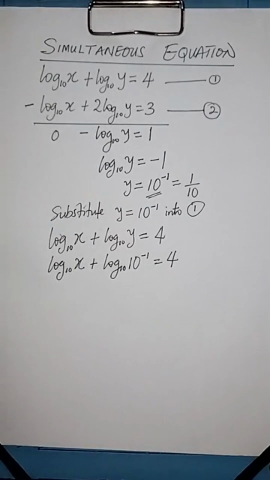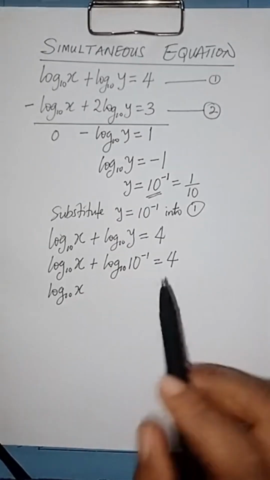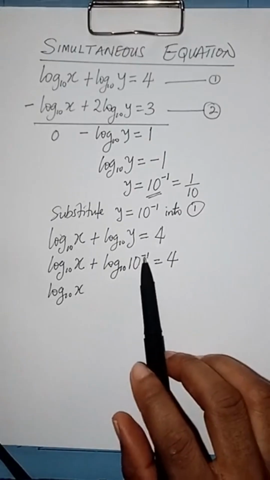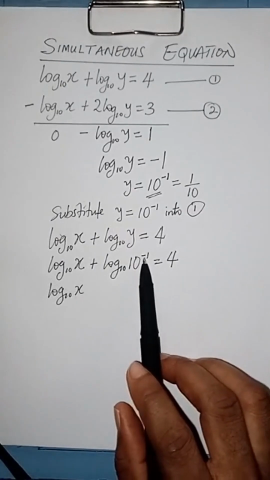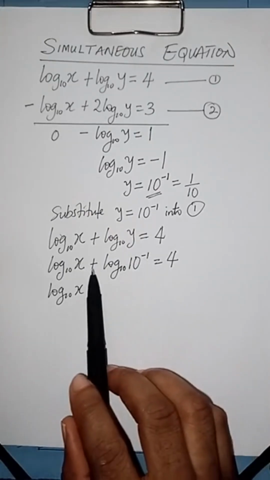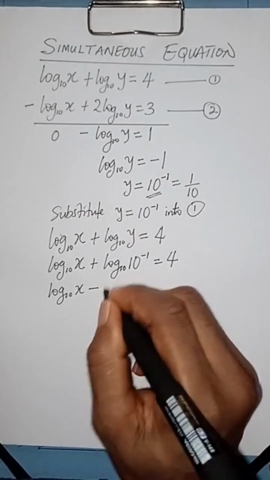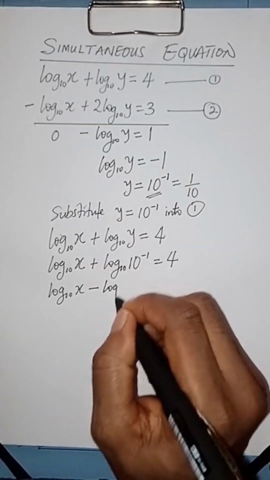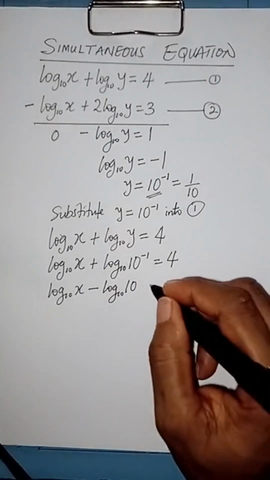What's the next step? Now recall, this is log x to the base 10. Recall in logarithm, the power can be taken to the side. And because the power is minus 1, if I take it to the side, minus 1 times this, it will become minus log 10 in base 10 equal to 4.